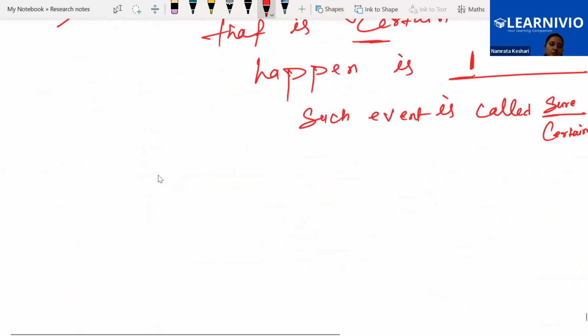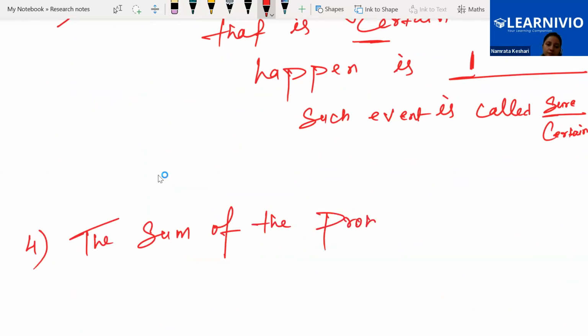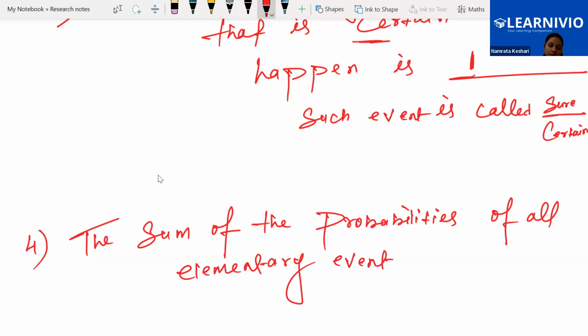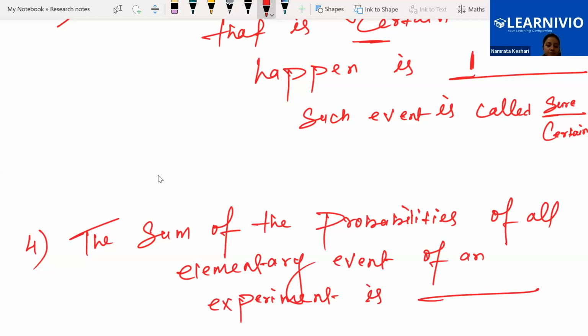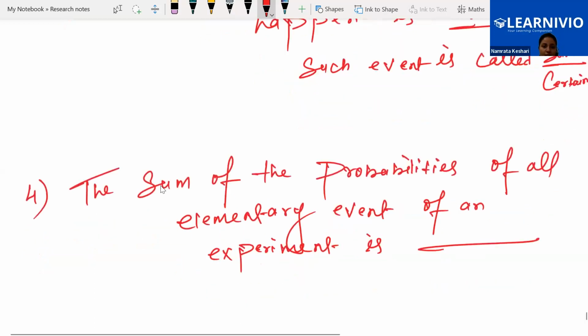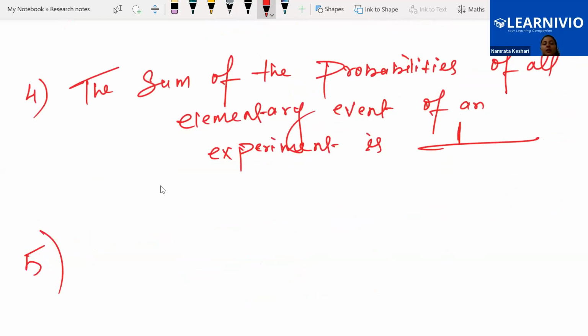Now the question is: the sum of the probabilities of all elementary events of an experiment is dash. Please tell me exactly. It will be 1. All the elementary events we have seen in the case of head and tail, in the case of getting 1, 2, 3, 4, 5, 6 after rolling a die, we got 1 by 6, 1 by 6. All are elementary events. Why? Because the favorable outcome was 1.